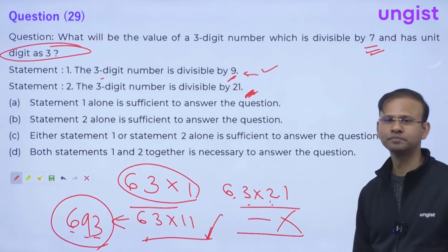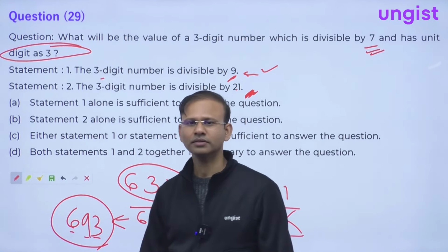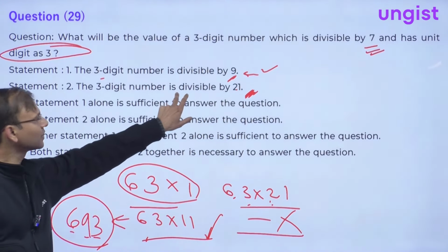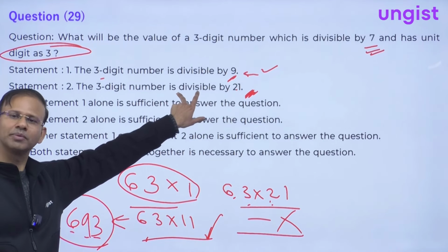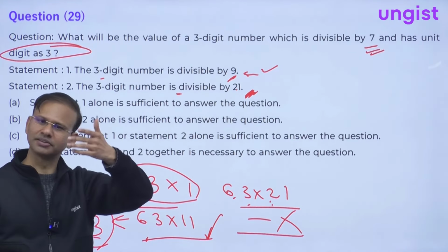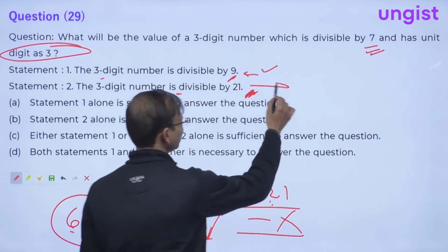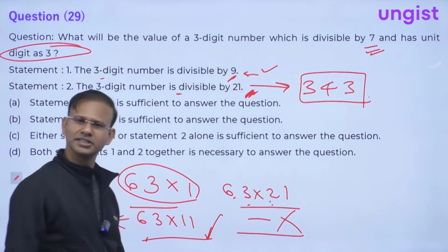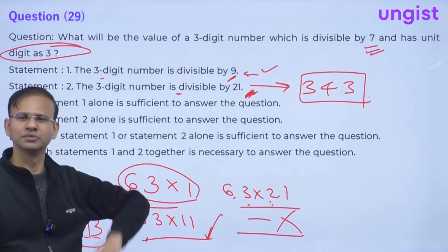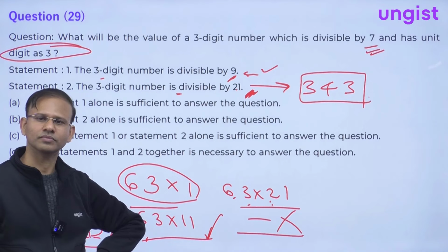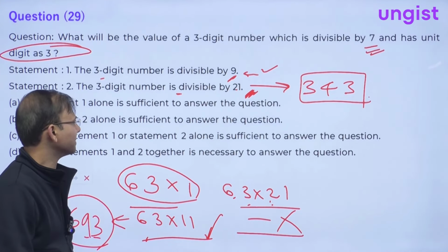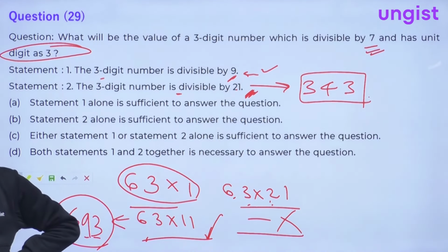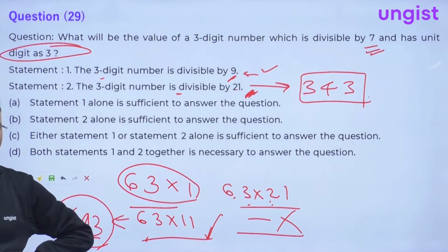What is 343? It is not a multiple of 9. So I am saying that you may get something else as the answer from this. You can find another multiple of 21, yes, like 343 is a multiple of 21. It's a 3-digit number ending with 3, and a multiple of 21 also. Why would it be either one? I am saying 343, why would it be either?